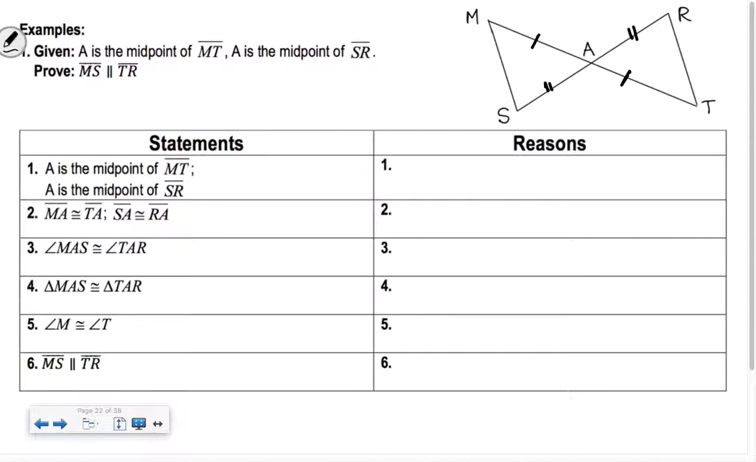Now Roman's also noticing that we have angles that are congruent. What angles do we have? RAT and SAM.